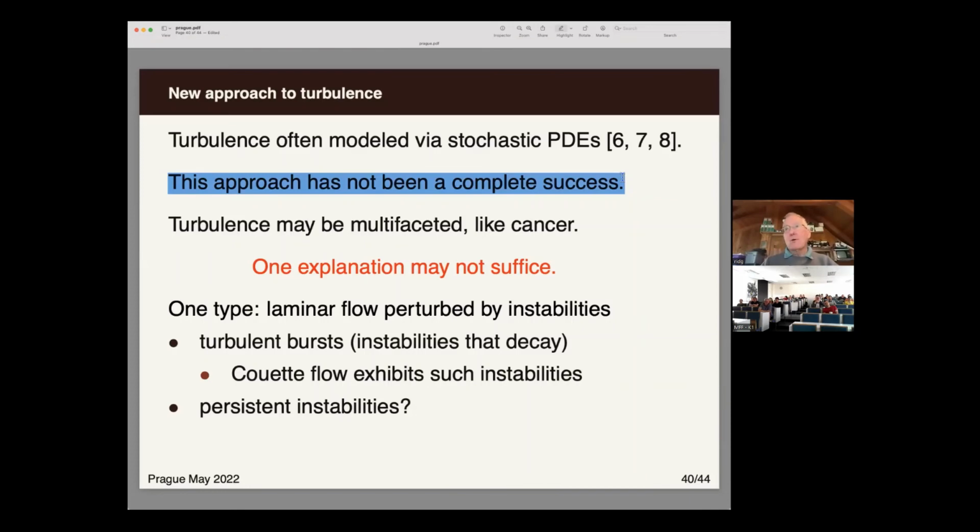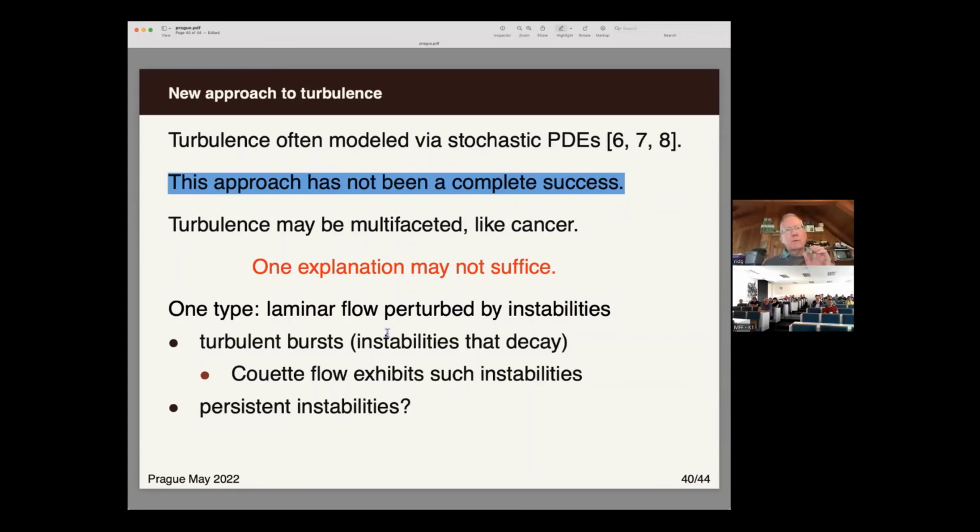Maybe not a total failure, but certainly not something to keep working on. Now, I will say that turbulence may be multifaceted, like cancer. So you can't say turbulence is just one thing, and one explanation is not necessarily going to work for everything. But we have seen one type of turbulence, laminar flow perturbed by instabilities in Couette flow.